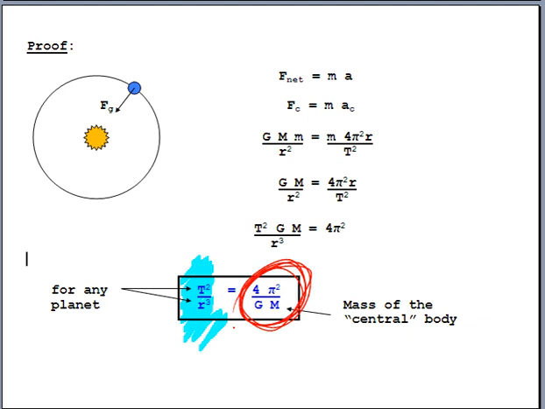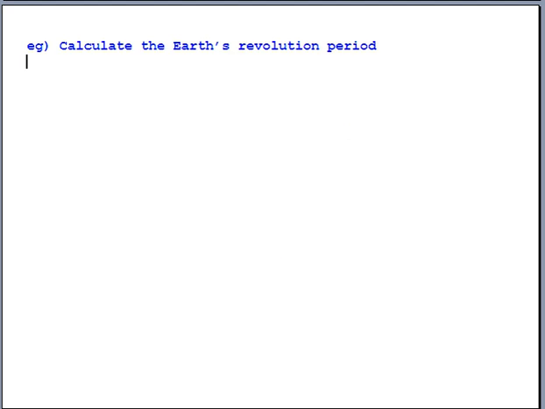But you have planet numbers on one side and non-planet numbers on the other. So as long as multiple planets go around the same sun, the red circled number would be the same. That's your constant, right? That's going to be the same for every single planet. So how do we use that?